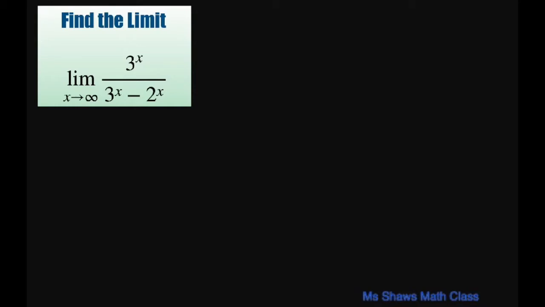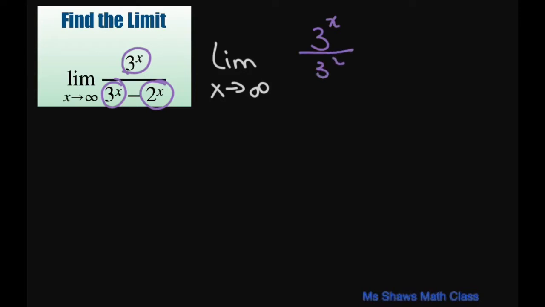Basically, what I'm going to do is take my limit as x approaches infinity and take each term and divide by 3 to the power of x. I'm going to take 3 to the power of x divided by 3 to the power of x. Then I'm going to have 3 to the power of x divided by 3 to the power of x minus 2 to the power of x divided by 3 to the power of x. So each term got divided by 3 to the power of x.